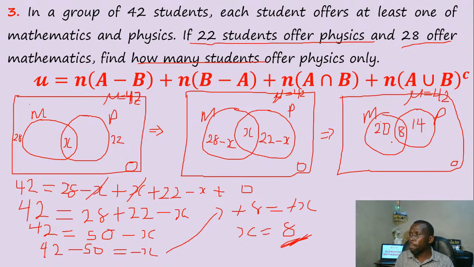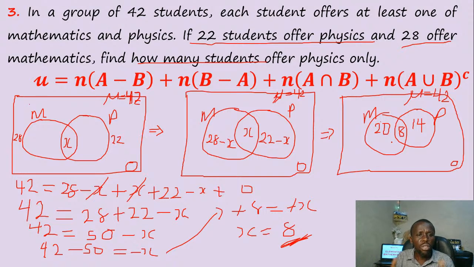All right. Now, from what we have gotten, 20 and 14. That 20 represents those students that offer mathematics only. That's the meaning of that 20. That 14 represents those students that offer physics only. That 8 represents those students that offer mathematics and physics. There's no "only" in that one. Then that 0 down in the last diagram, the third diagram, is the number of students that offer neither mathematics nor physics. That is the 0 there.